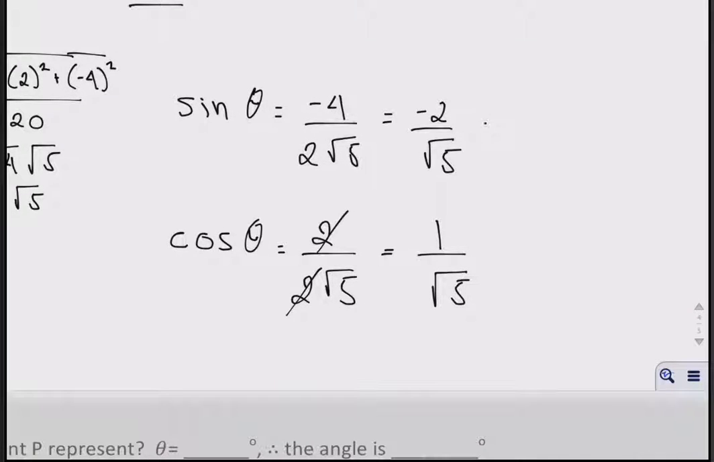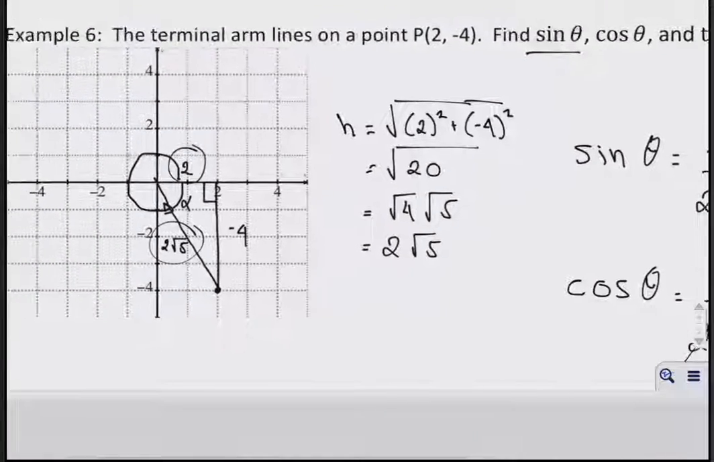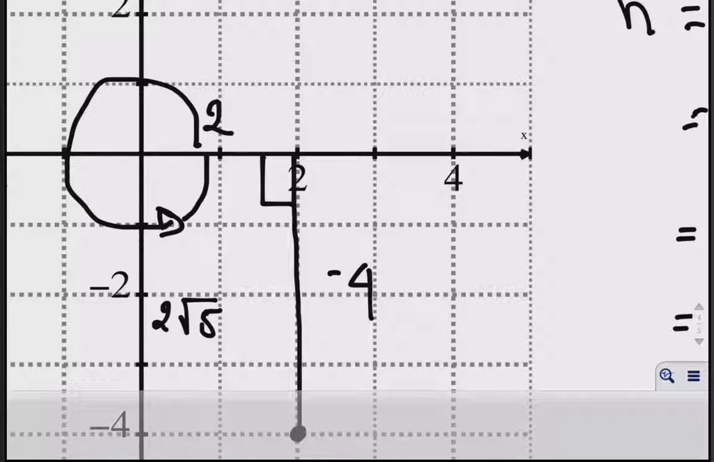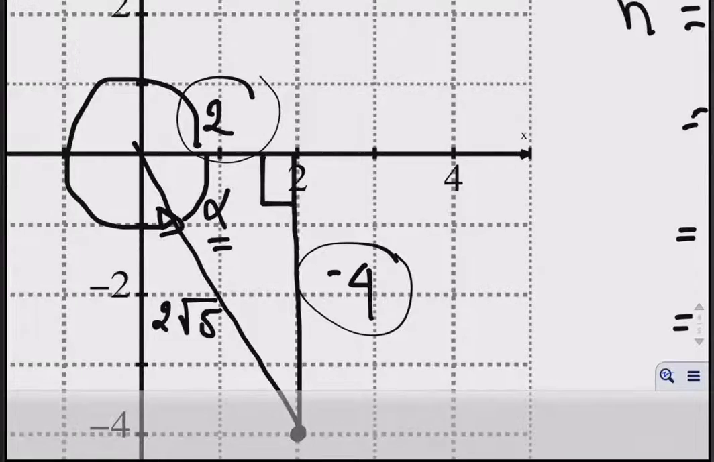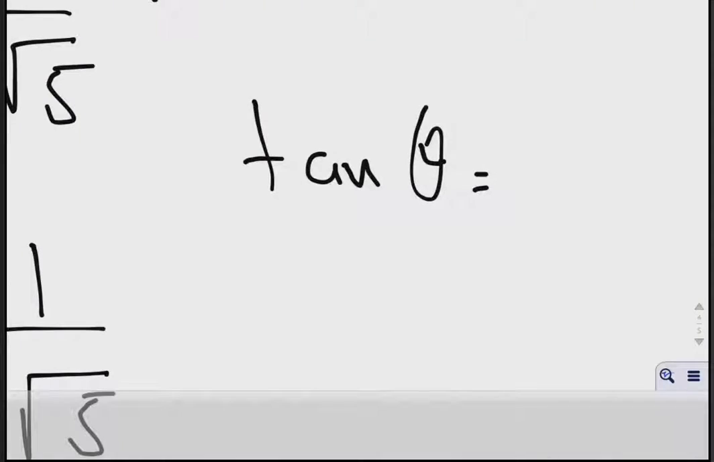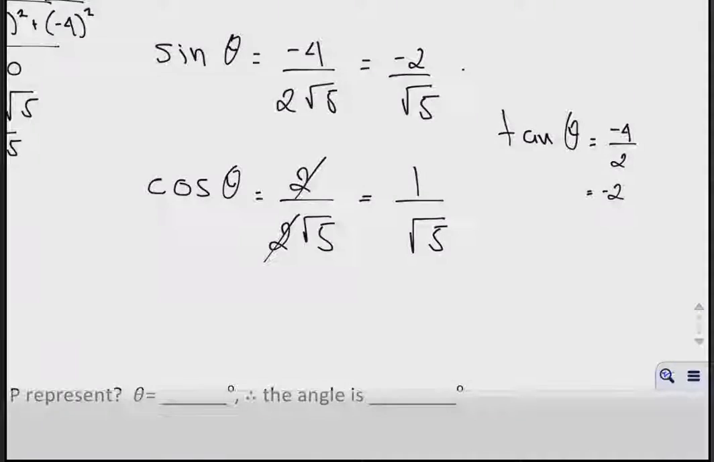And for tan theta, going back to my diagram, using my reference angle alpha, I know it's opposite over adjacent, so -4 over 2, which just equals -2. Those are the answers I'm looking for.